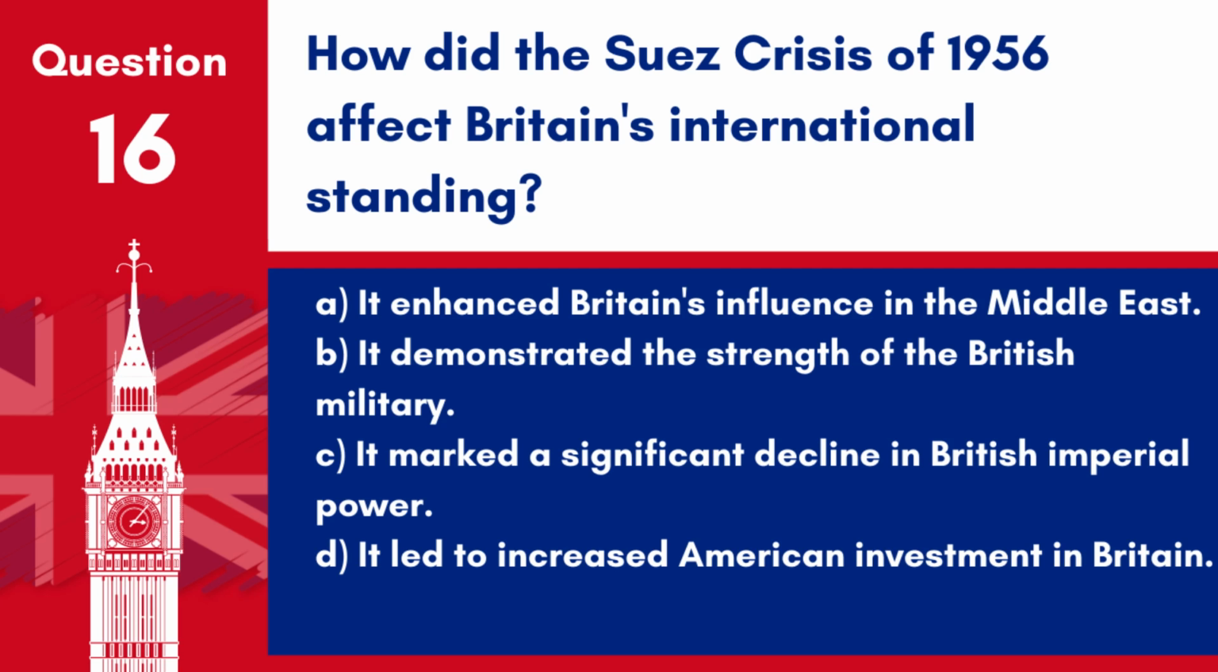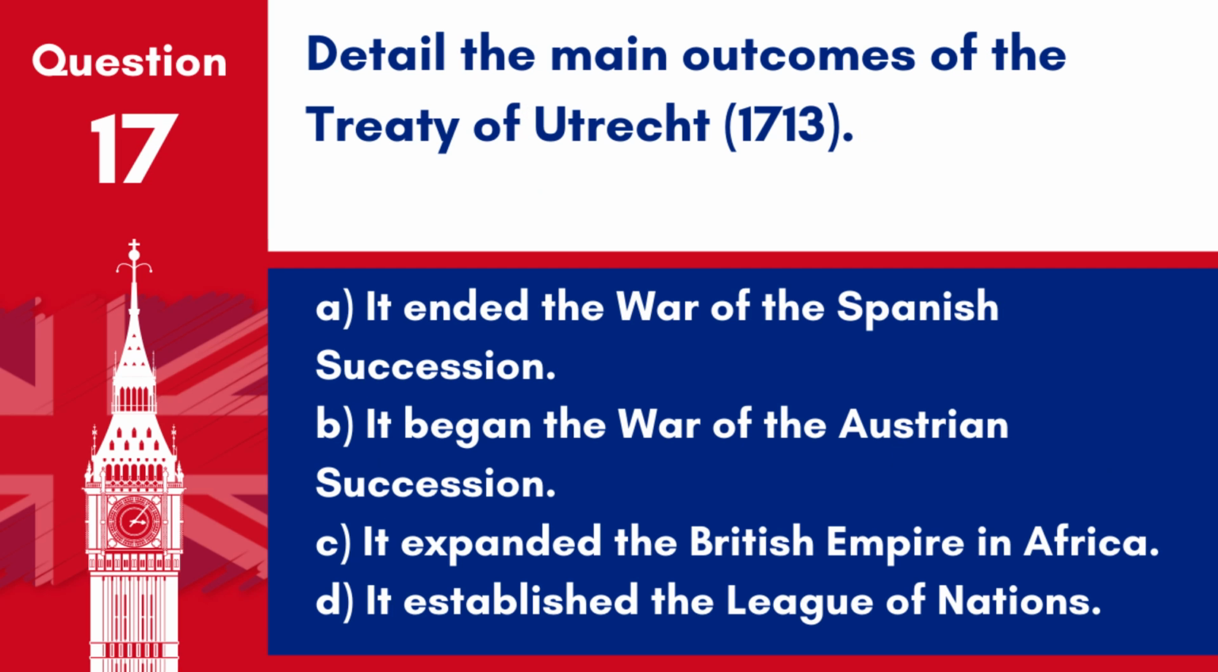C. It marked a significant decline in British imperial power. D. It led to increased American investment in Britain. Answer: C. It marked a significant decline in British imperial power. The crisis highlighted Britain's diminished role on the world stage and strained Anglo-American relations. Question 17. Detail the main outcomes of the Treaty of Utrecht, 1713.